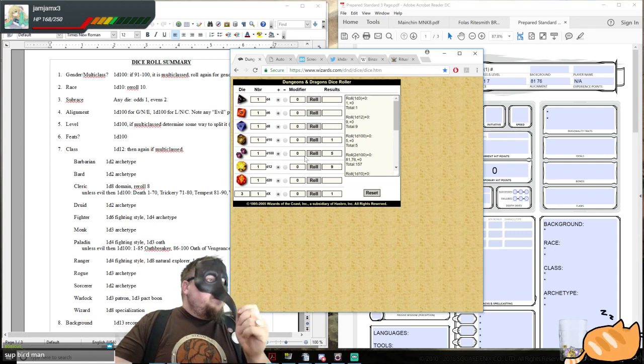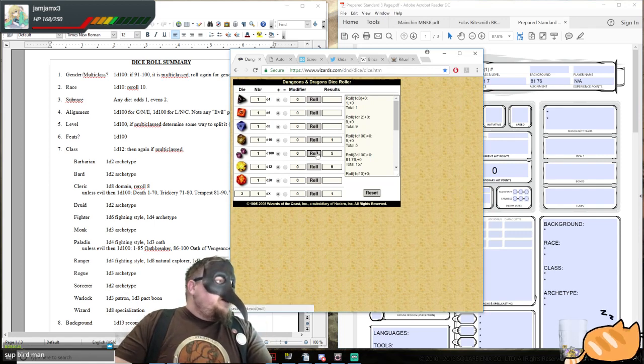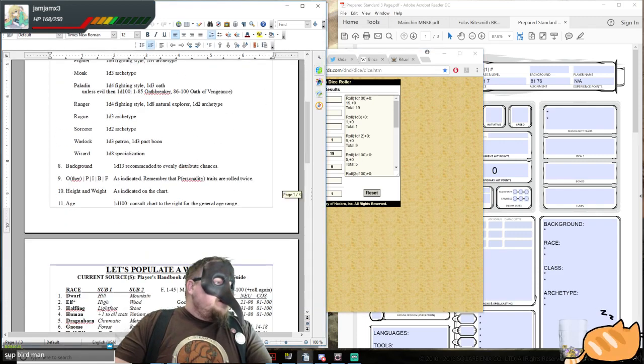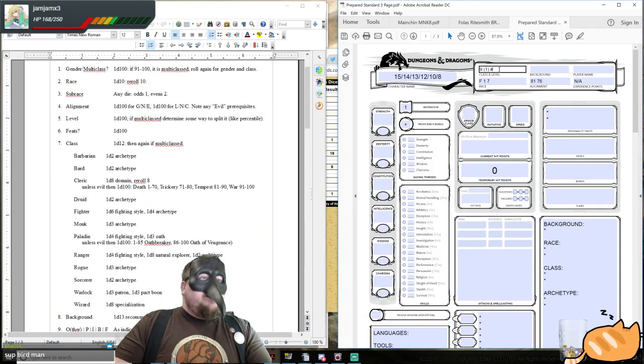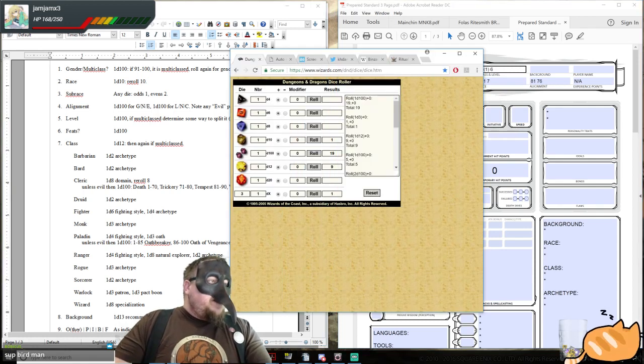Oh, and we need to roll the level of the character. That's going to be a percentile. We did that right before the feats. Or we should have done it. 19. Let's take a look down here. 19 is going to be a level 6 character. Very good progress. Come back here. We turn a 3 into a 13. And we're going to roll this to determine which random background we have. A 2.